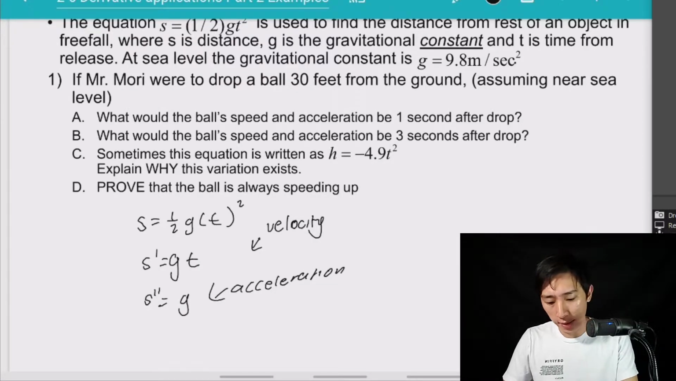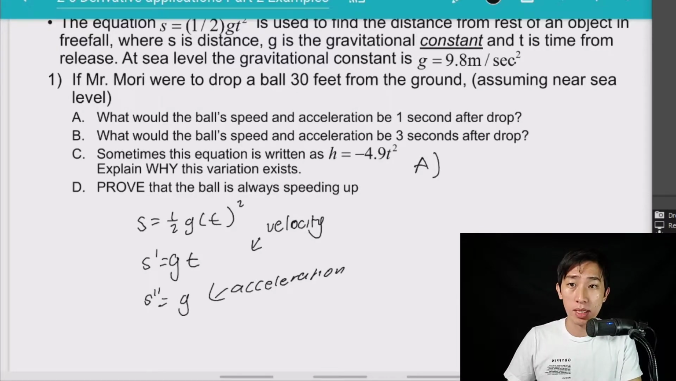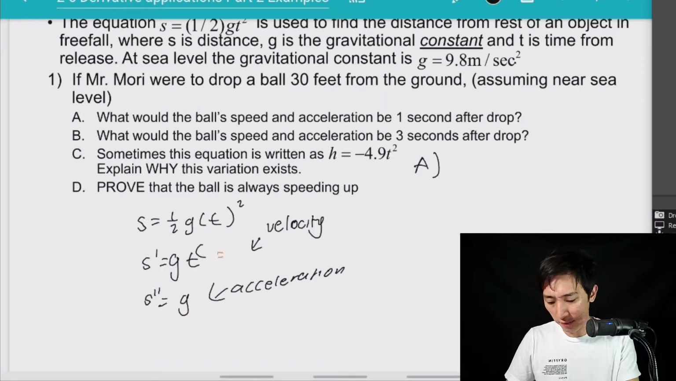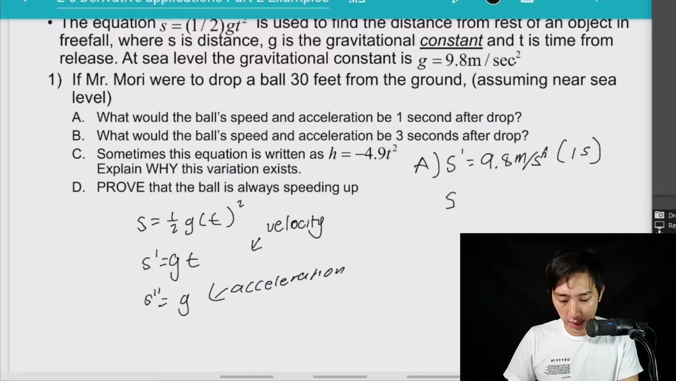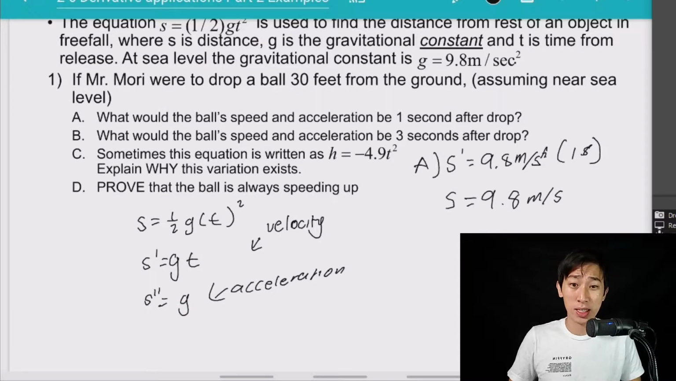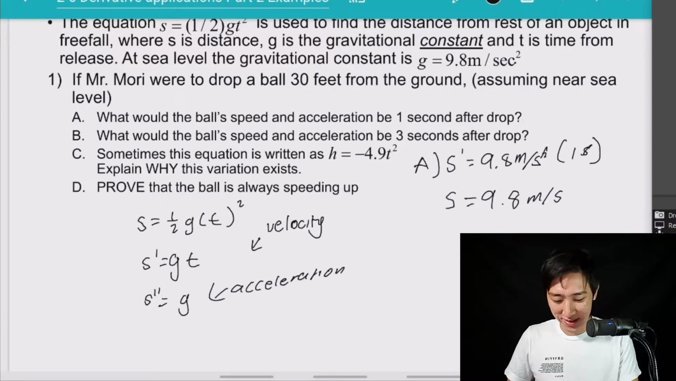So the question is, A, what is my velocity going to be, or what is my speed going to be 1 second after drop? So we're just going to plug it into this one right over here because that's going to give me speed. So we're going to say S prime is equal to 9.8 meters per second squared times 1 second. And again, the reason why we want to have that is so that way we can cancel our variables. So we have equals 9.8 meters per second. And we always watch out for our units because we don't want to make Miss Lee cry and we don't want to lose any points on our AP exam.